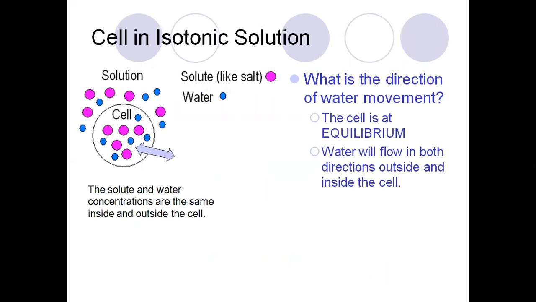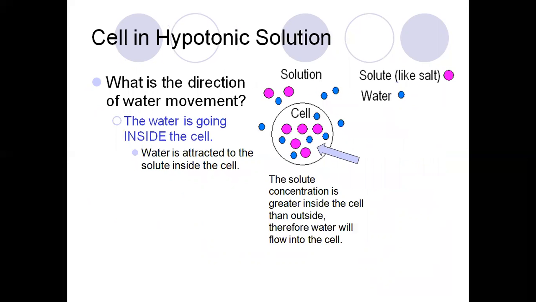Now we can see the cell in an isotonic solution. The solute and water concentrations are the same inside and outside of the cell. What is the direction of water movement? The cell is at equilibrium. There is no water loss and no water gain. Water will flow in both directions, outside and inside the cell.